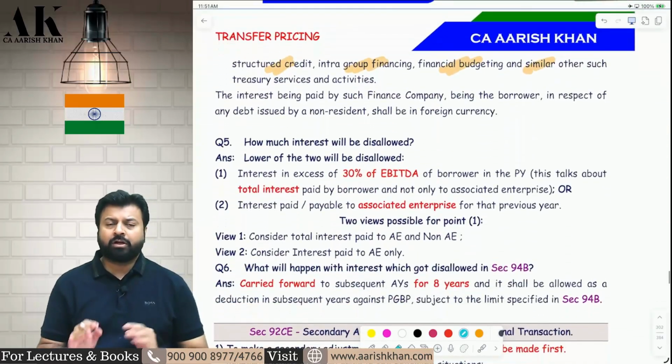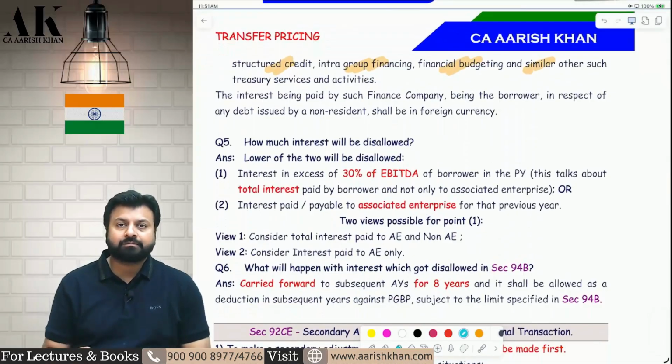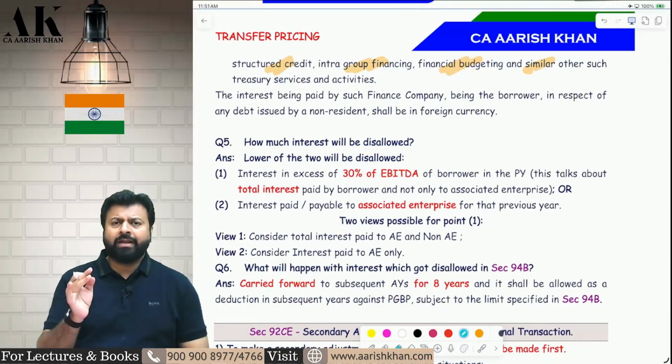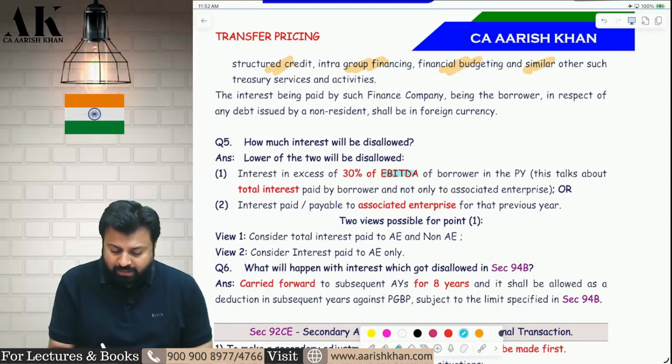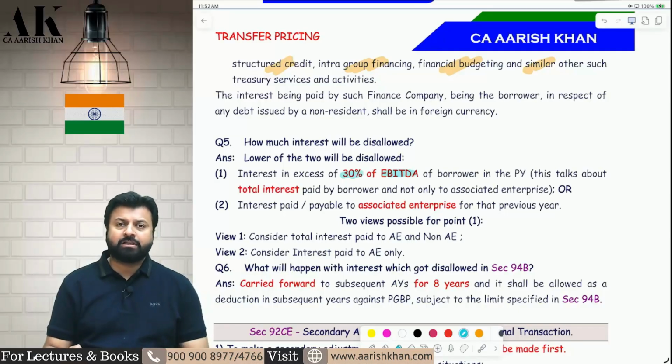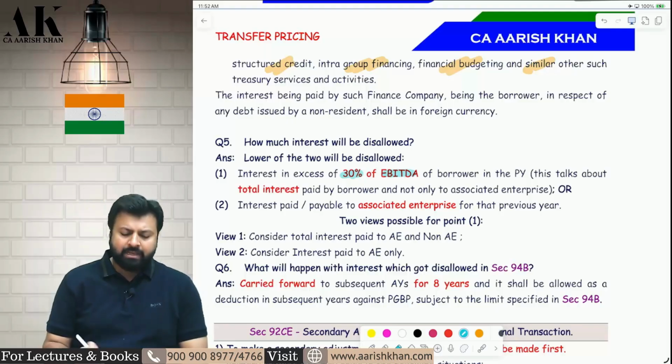Now, the most important point: how much interest will be disallowed? It all depends upon your interest and EBITDA. First of all, you have to compute 30% of EBITDA, earnings before interest, tax, depreciation and amortization, and whatever is in excess of 30% of EBITDA, that will be point number 1.